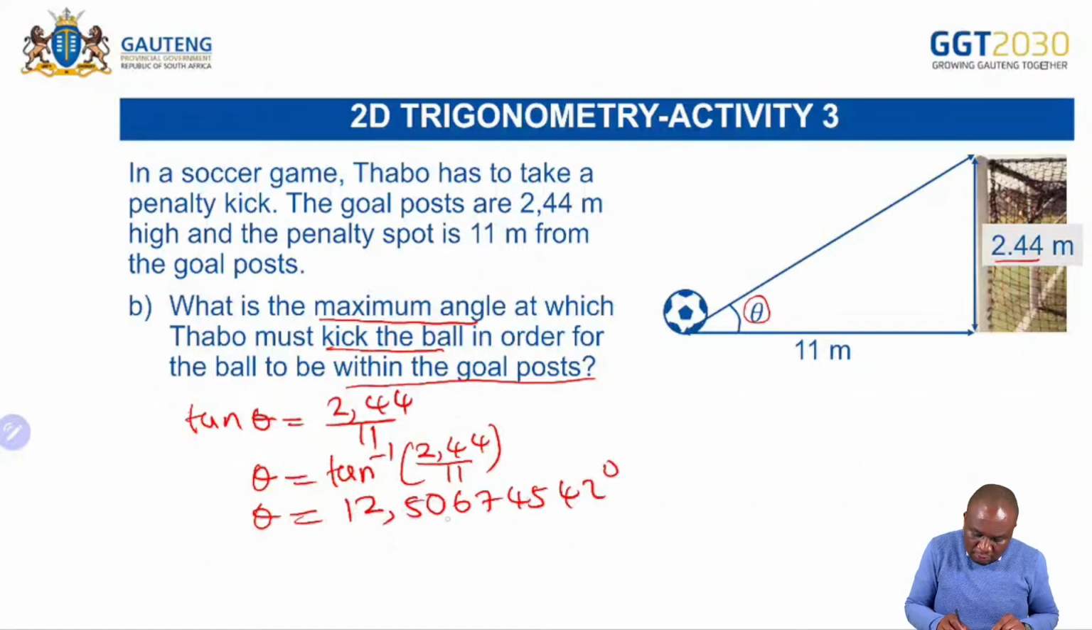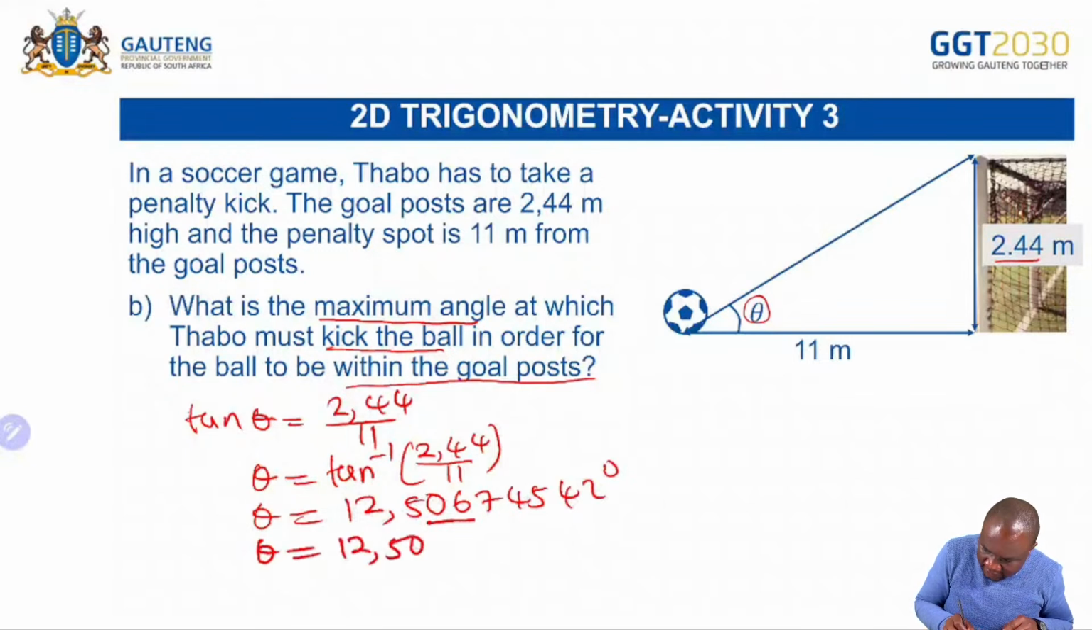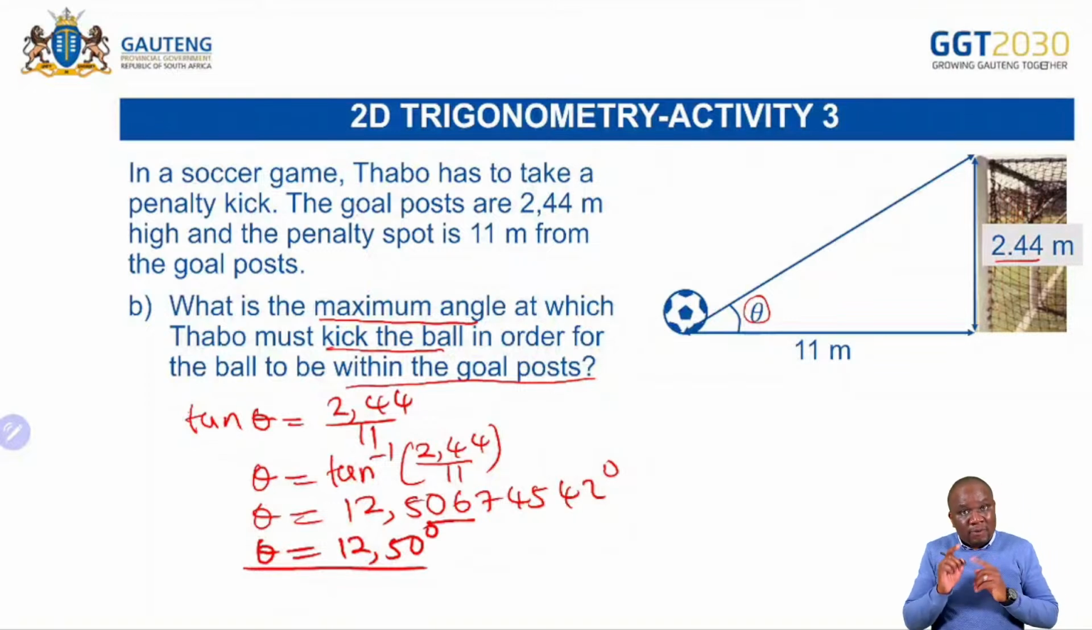Because if we round off using the rules of rounding off, it's going to be 12.51. And the ball is going to be over the bar when you do that. So we round off in context. Here we round off in context. So we have to round down. So theta is equal to 12.50 degrees. It can't be 12.51. It's going to be over the bar when you do that. So you round off in context.